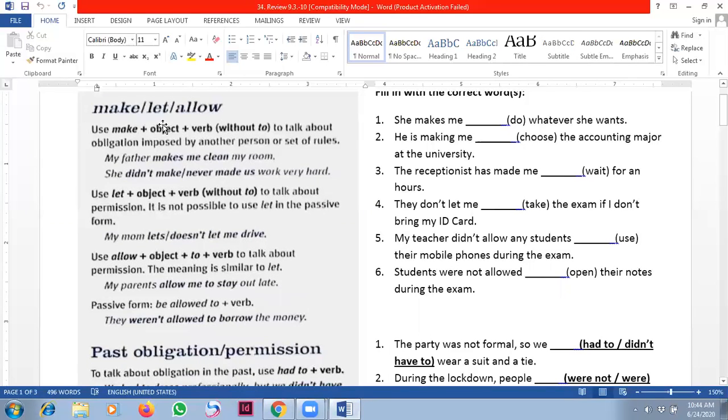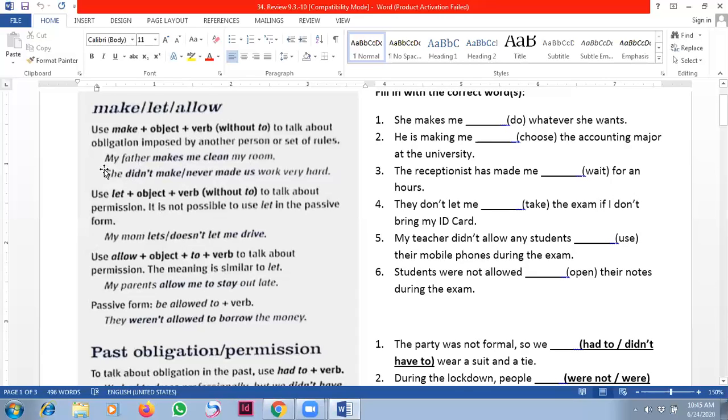These make, let, and allow are quite interesting, and I see that a lot of you have done great in our exercises. However, I still want to review a little bit here. So, use make plus object plus verb without to talk about obligation imposed by another person or set of rules. Imposed means given by another person to us or to you or to them.